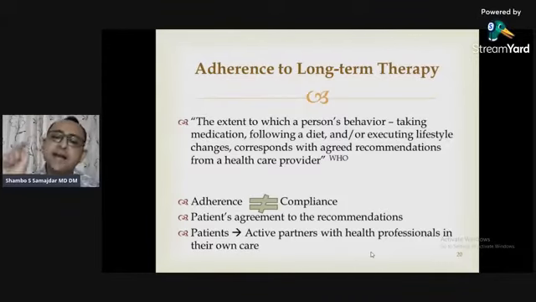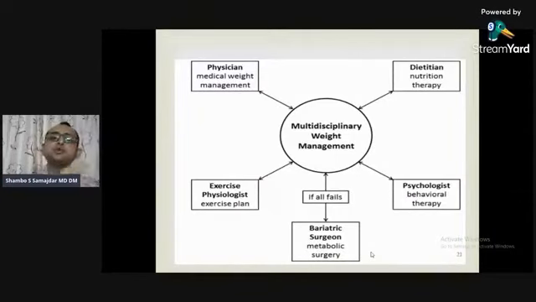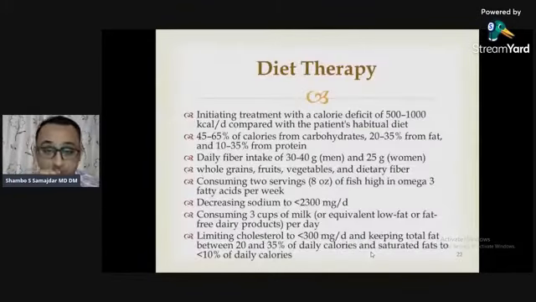So the patient should be the active partner with health professionals in their own care, and it should have multidisciplinary management. So there is a role of the dietitian, psychologist, exercise physiologist, and physician. If all fails, then we have the metabolic surgeon. Diet therapy is very important, so we should initiate it with a reduction of 500 to 1000 kilocalories per day compared with the patient's habitual diet, and we should reduce the carbohydrate intake, specifically when the patients are suffering from type 2 diabetes.